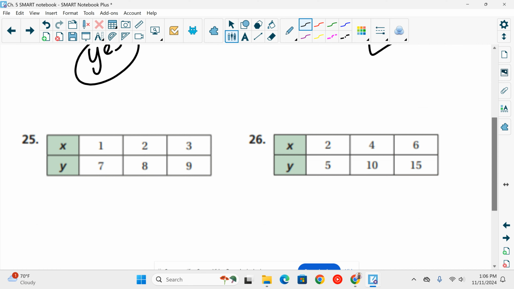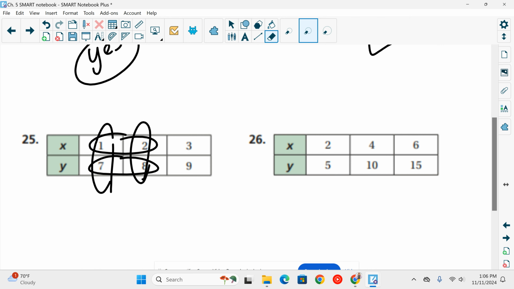Eli asked a good question. He said, can I do it this way? What do you think? No. Is this a ratio? No. Is it comparing two things? No, because that's X, X, X. You gotta compare the X and the Y.